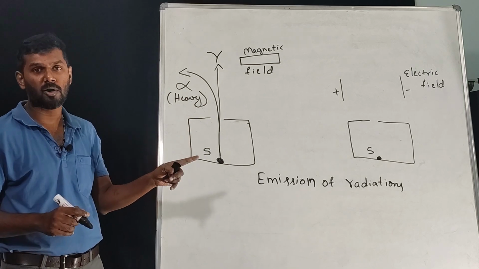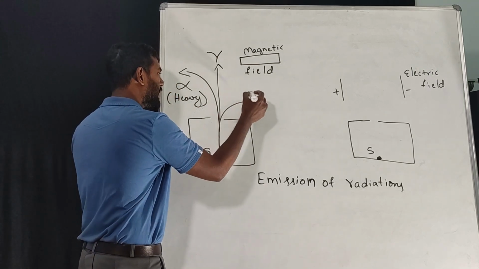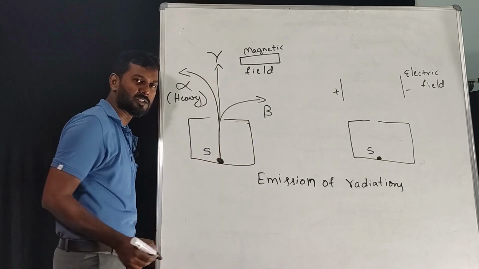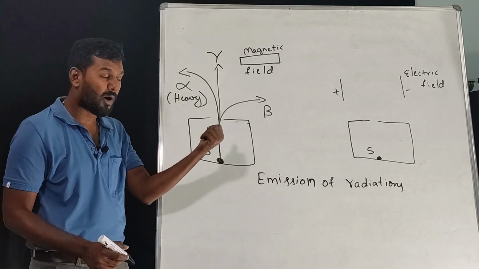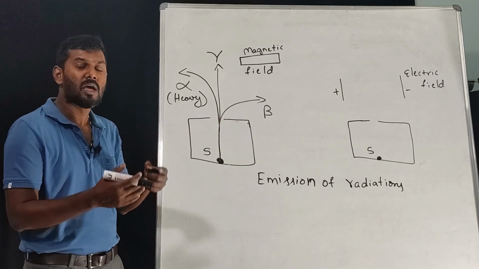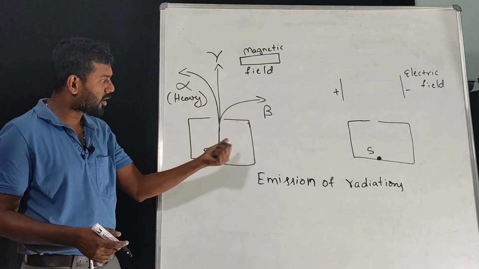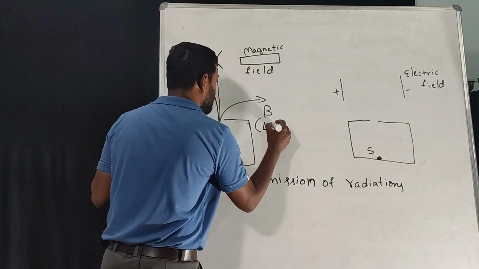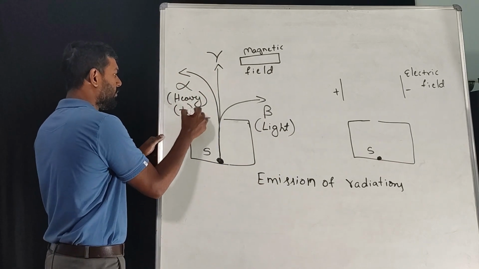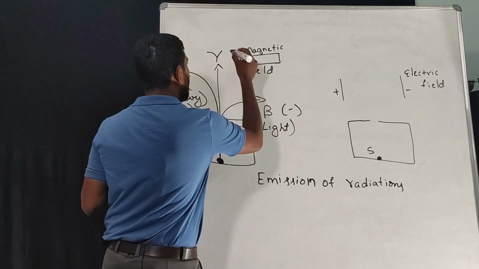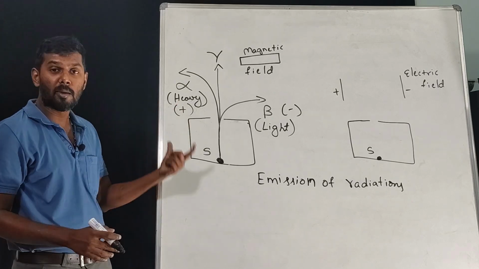Why? Because they are heavy particles, and more deflection we can see in beta radiation. They'll ask one more question: why are beta radiations more deflected, or which radiations are more deflected and why? Beta radiations are more deflected, okay, why? Because they are light particles. And alpha is positive, beta is negative, gamma is uncharged. This is the emission of radiations.